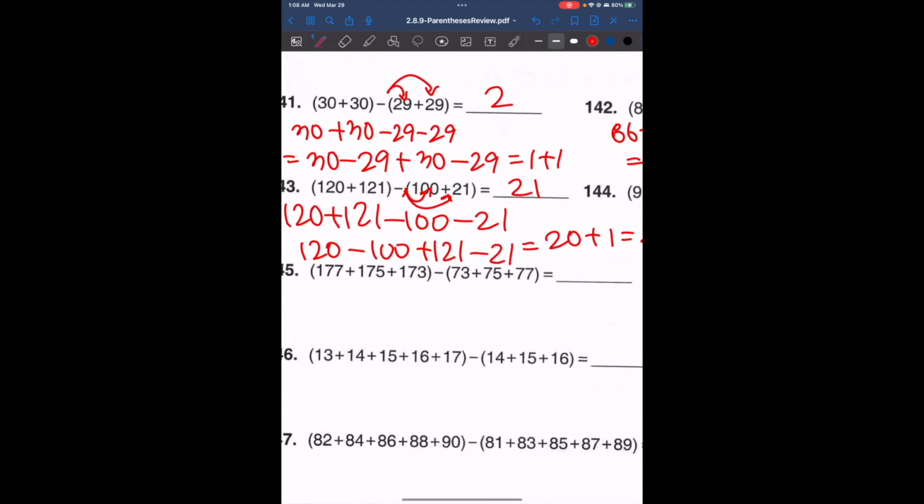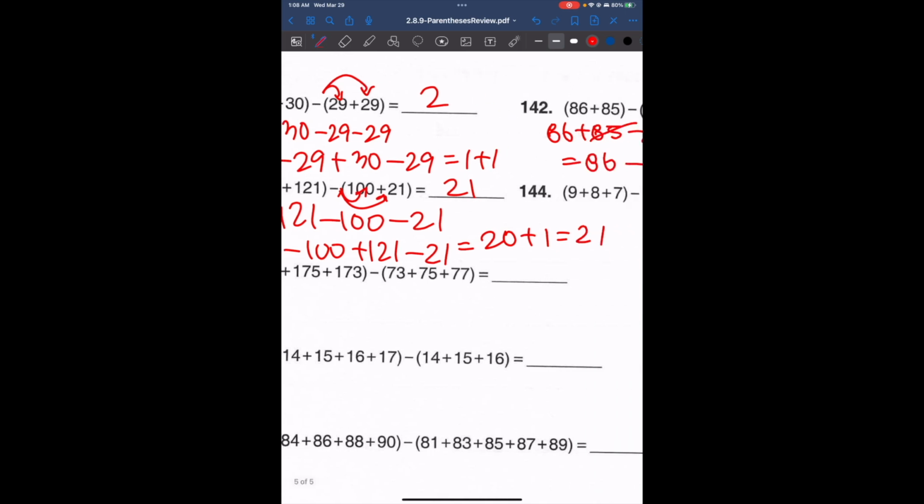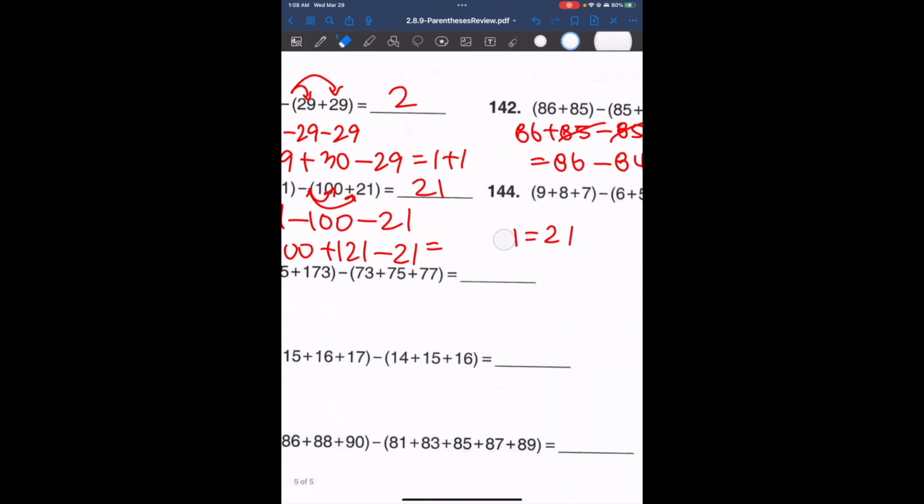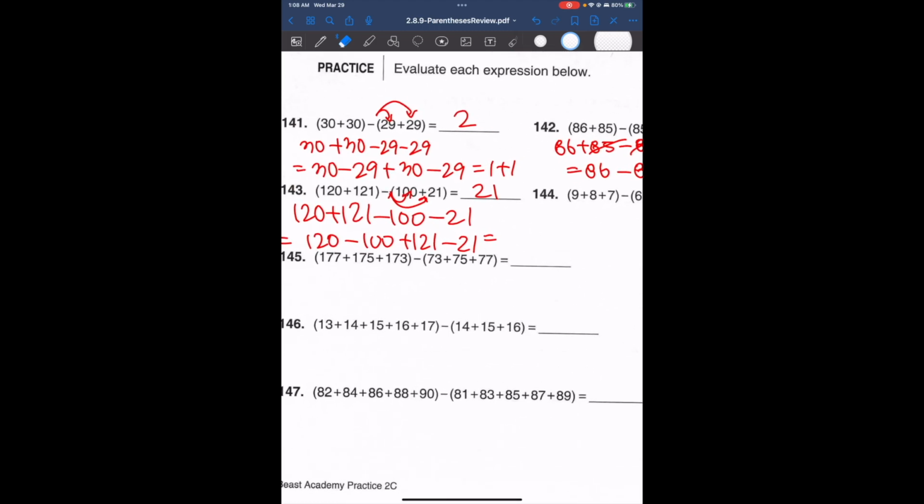Okay, sorry. Sorry for the confusion. So 120 minus 100 is 20. And then 121 minus 21 is 100. So that is actually going to be 120. Sorry for the confusion, guys. So the answer is 120.